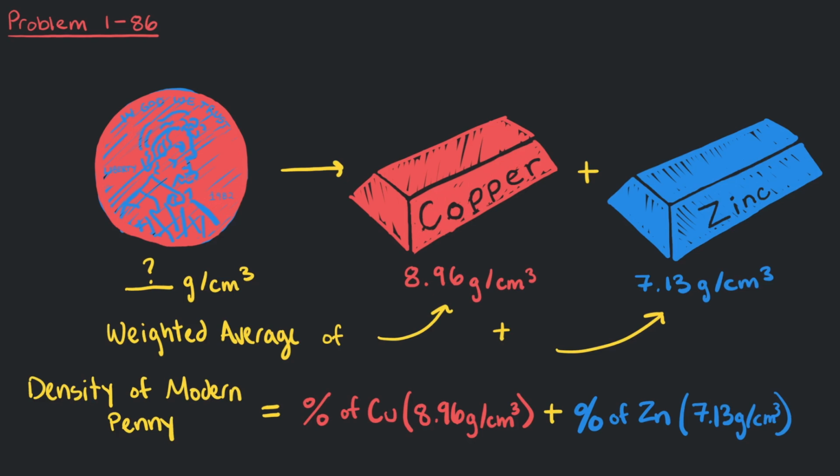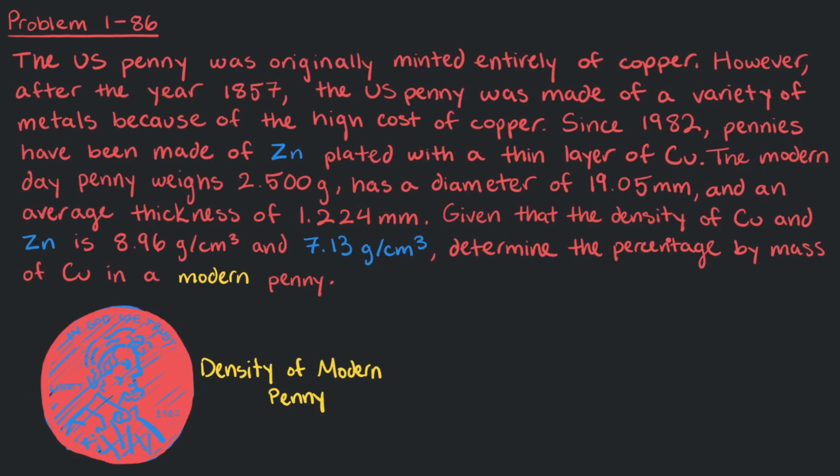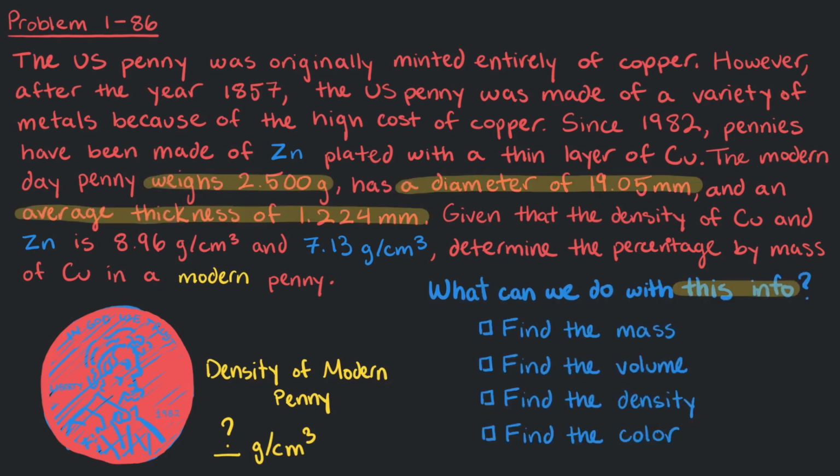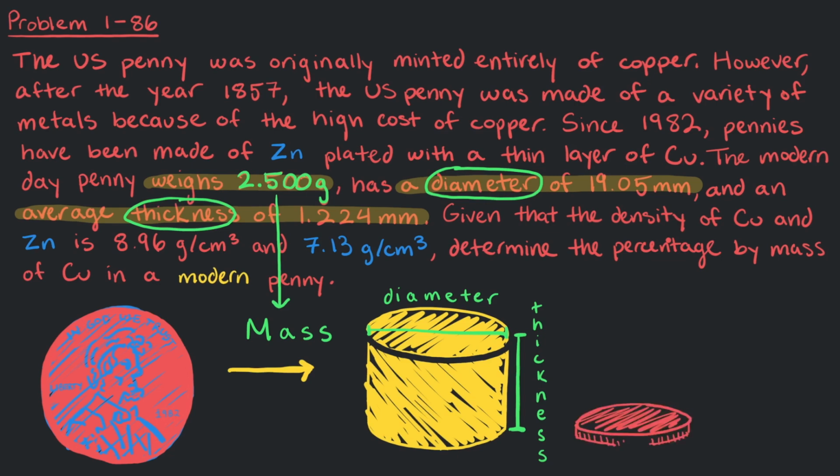Now, let's take a closer look at this modern-day penny. To find the density of the modern-day penny, what can we do with this information? We have the mass, which is 2.500 grams. However, we have additional pieces like the diameter and thickness. A penny is a cylinder, just a little more flattened.